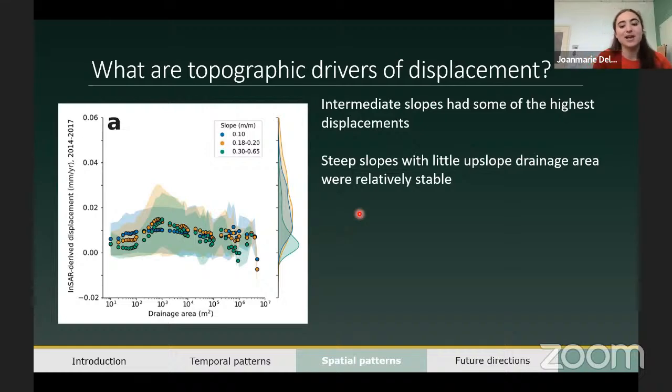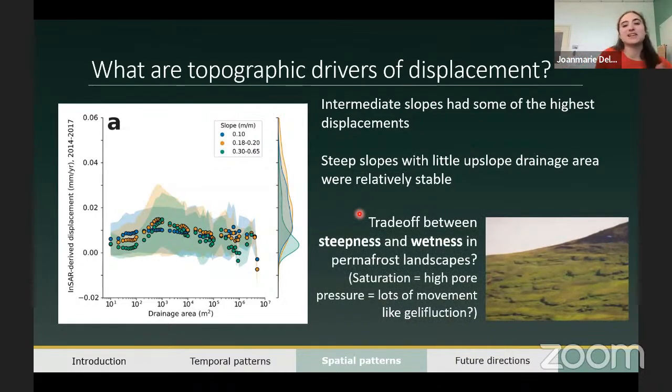That was surprising to me, but I also think it goes with this idea I've been thinking about in permafrost landscapes that you have a trade-off between steepness and wetness. If you're really steep, you're probably really well drained. And saturation is actually a really good tool to do movement and displacement in a landscape, where if you can raise the pore pressure and do some of this gelifluction, solifluction, goopy processes that we might be tracking with InSAR, you've got the Goldilocks zone where you're both a little bit steep and a little bit wet, and you're maximizing the measurements of displacement that we saw.